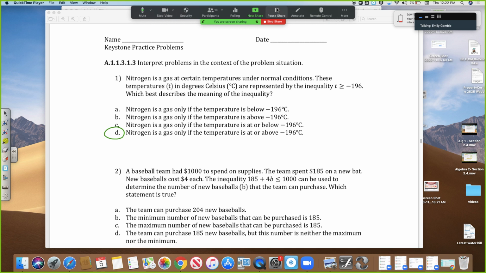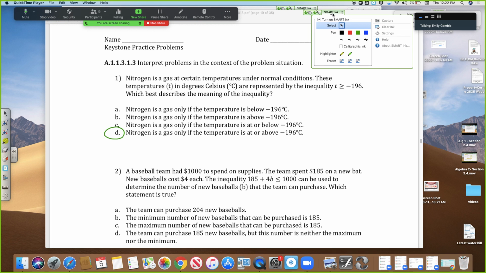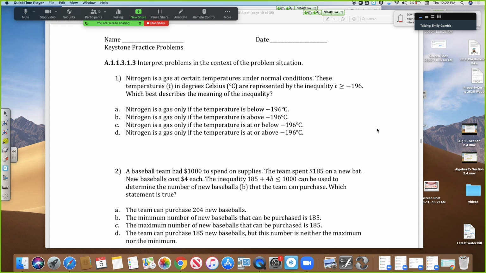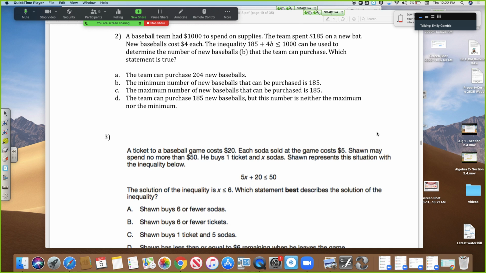Number two, a baseball team has $1,000 to spend on supplies. They spent $185 on a new bat. New baseballs cost $4 each. Here's the inequality that represents the number of baseballs the team can purchase. So the inequality is 185 plus 4B is less than or equal to 1,000. It says which statement is true?